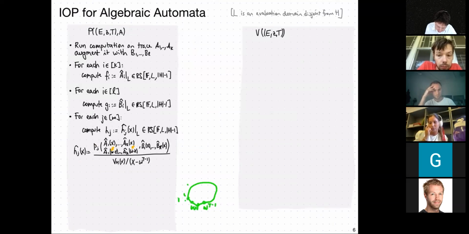So omega squared, right? And each of these for us is a transition. Now, we need to exclude the final transition because we're not going to enforce that the last state transitions into the first state, right? That's not what we want. So we consider the vanishing polynomial, but we divide out one of those points because we don't want to step out of this last one onto the first one, okay?